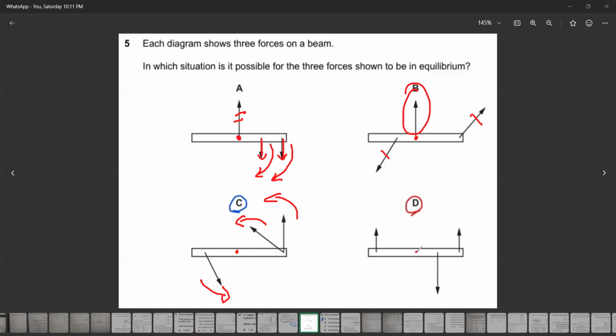When we check D, first thing, no resultant force. How no resultant force? The total upward force must be equal to the total downward force. So the length of the two arrows which are pointing up equals the downward arrow. So there is no resultant force. Now what about the turning effect? When we compare the turning effect of these, if we take the center as a pivot, which direction will this try to cause a turning effect?